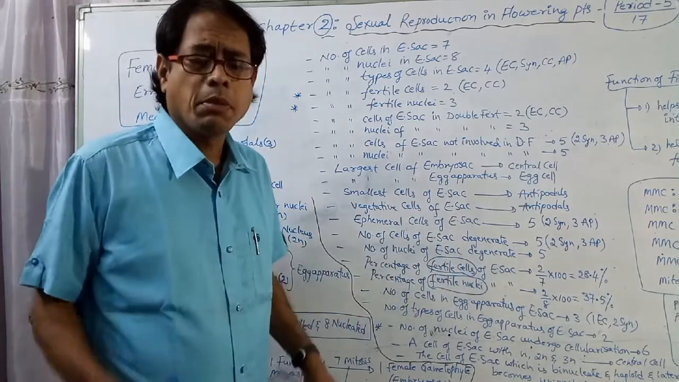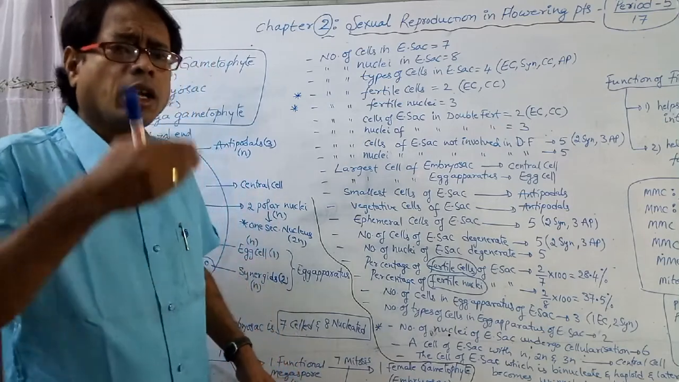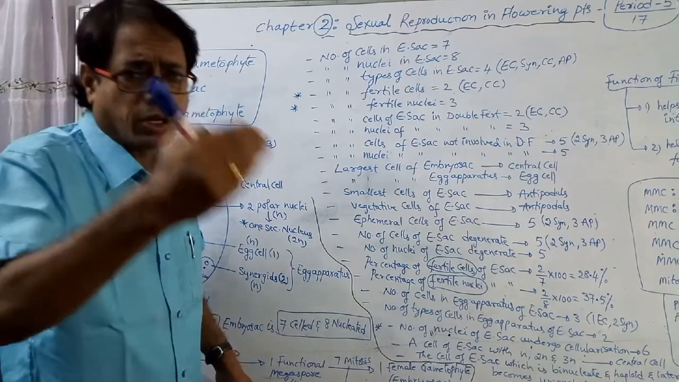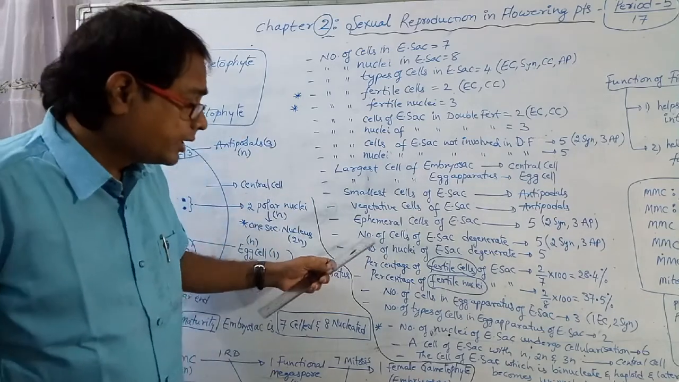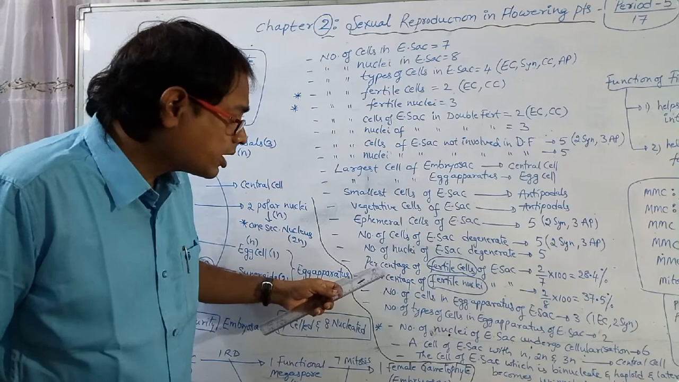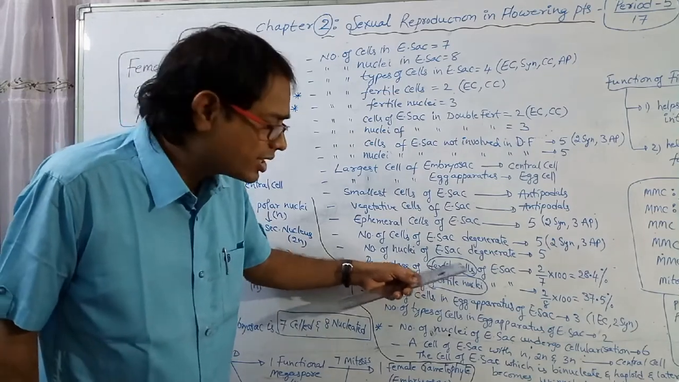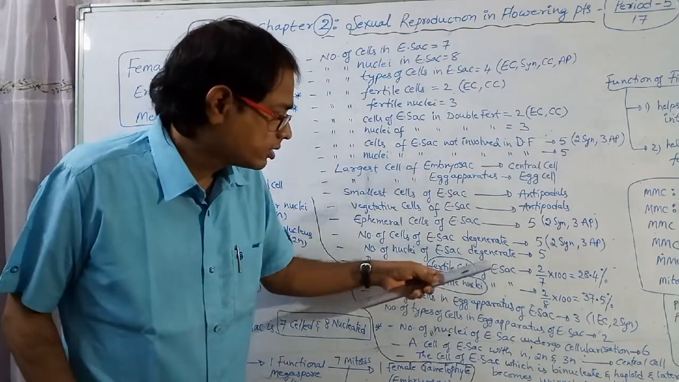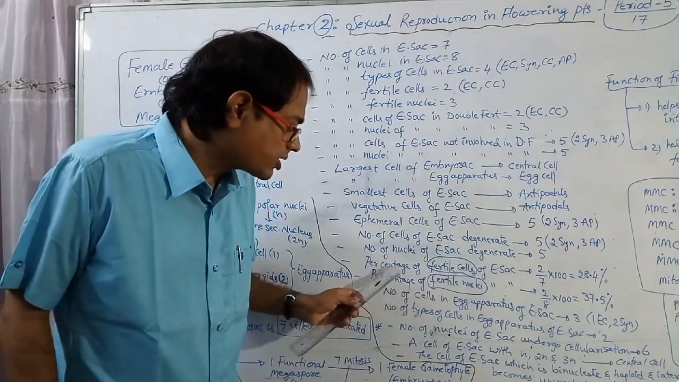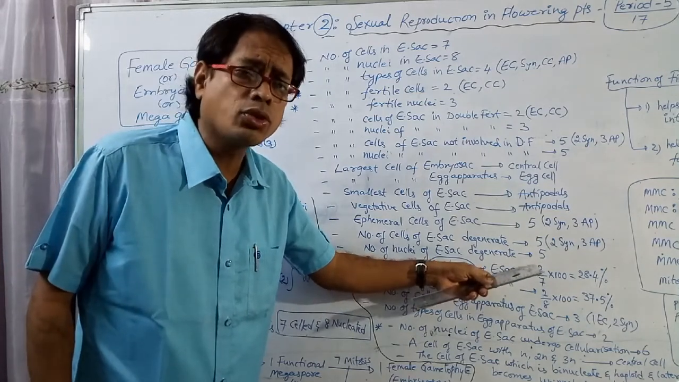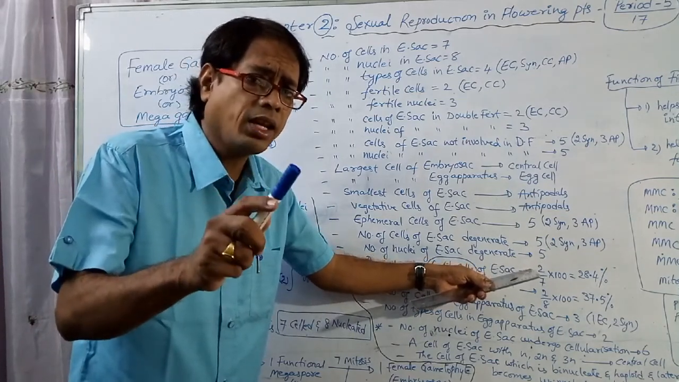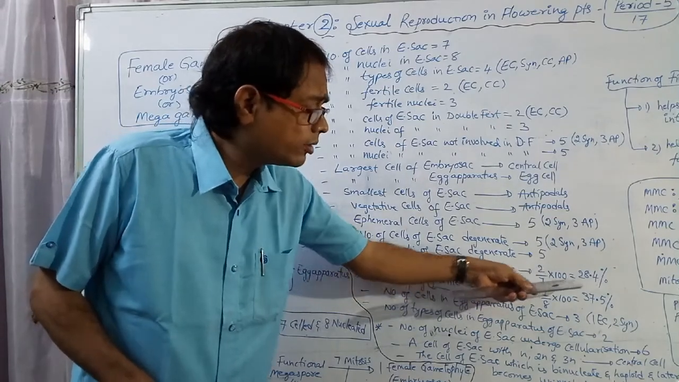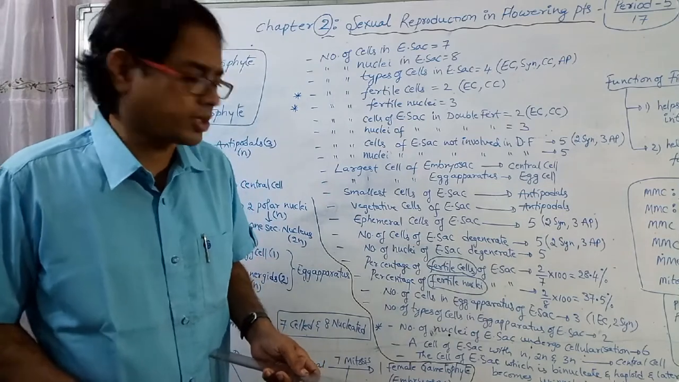Percentage of fertile cells. Percentage means number of particular cells by total, into 100. I am asking about the fertile cells. Total number of cells in the embryo sac is 7. Number of fertile cells is 2: one is the egg cell, another one is the central cell. So 2 by 7 into 100, that is 28.4%.